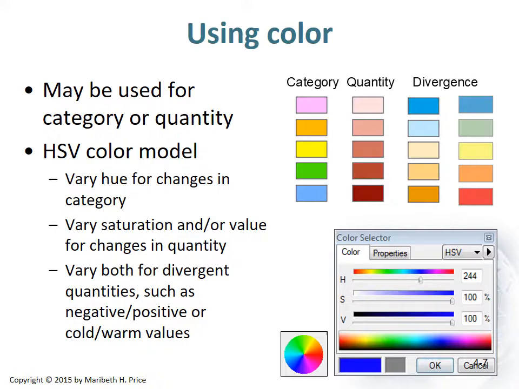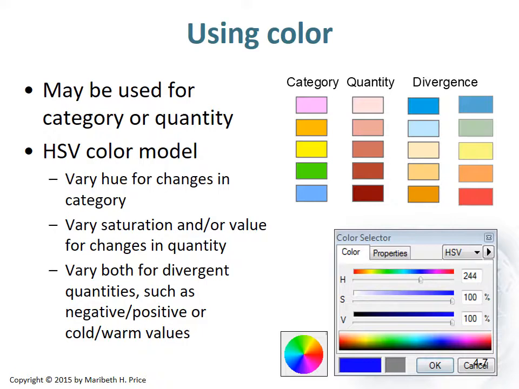If it's a light color, those are known as tints. If it's a darker color, it's known as a shade. Okay, so those are just some definitions that you can easily find in most textbooks and out on the internet for the HSV model, which is used in most GIS systems.